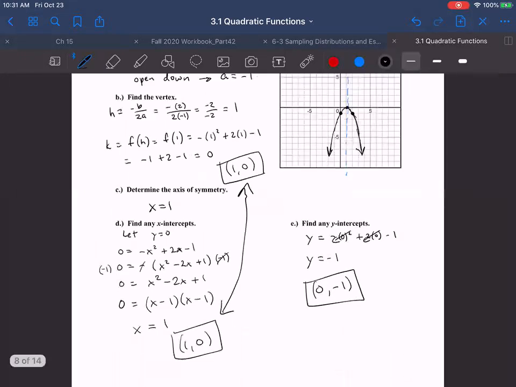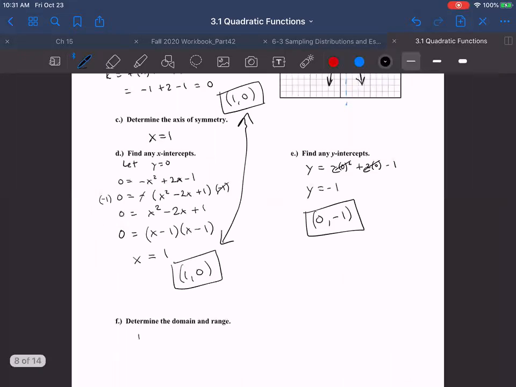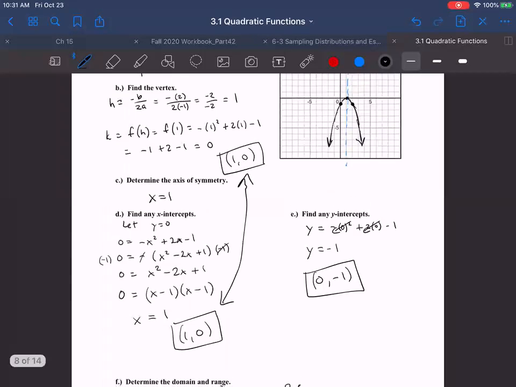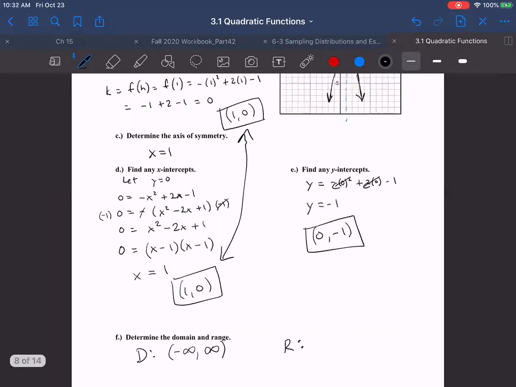So now when we look at the domain, it's still that same domain of negative infinity to positive infinity, but now our range this time is all the way down at negative infinity.